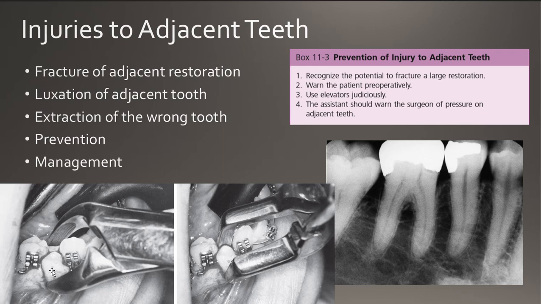Now, if we extracted the wrong tooth, we tell the orthodontist, and he can decide if it's good or bad. If it helps his treatment plan, that's fine. If it doesn't, we replace it backward, do a splint, and then extract the right tooth later on.